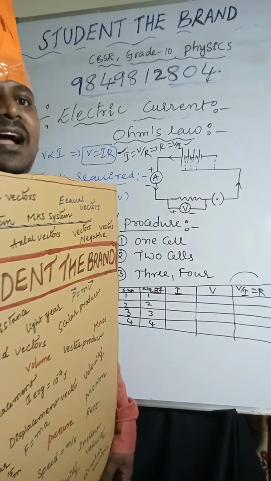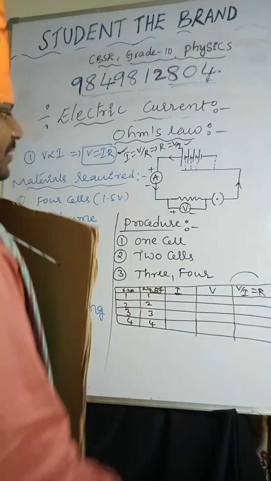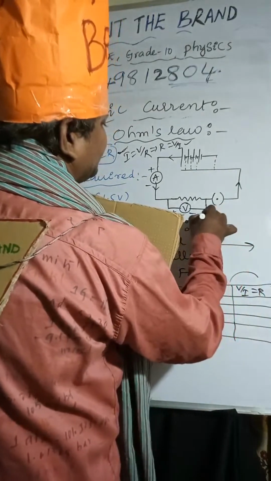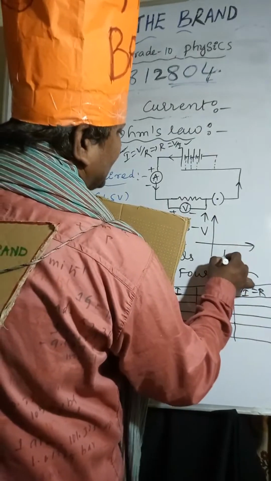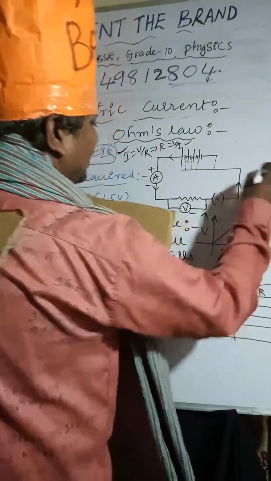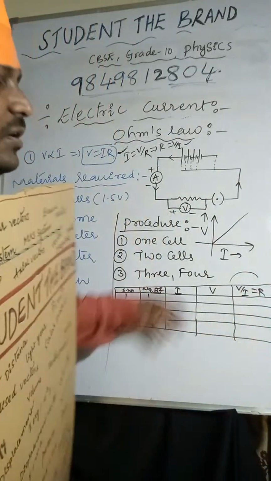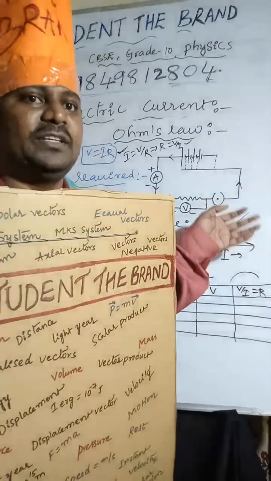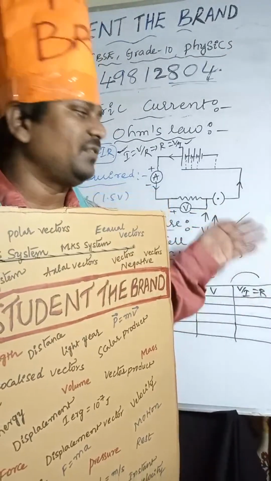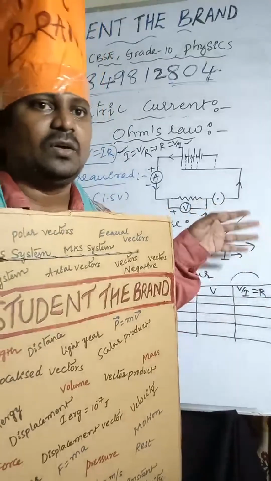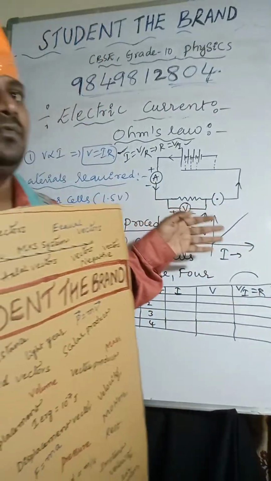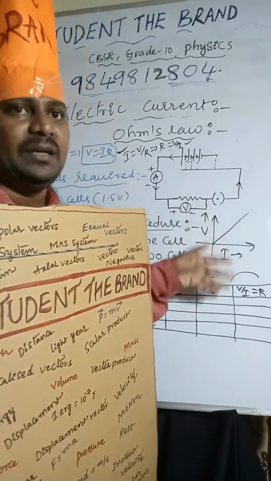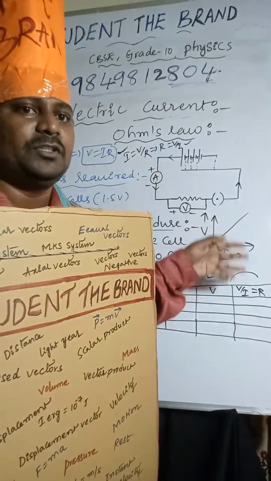If you draw the graph for VI, the graph is like this: potential difference on the y-axis, current on the x-axis. The graph is linear, starting from the origin. So by observing the graph, we can understand that V is directly proportional to I.